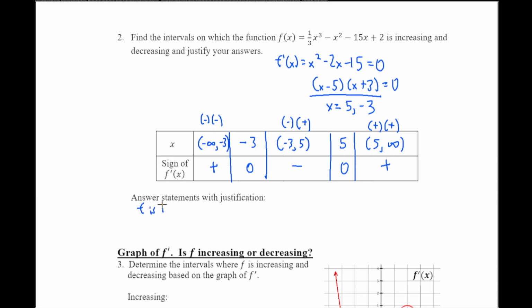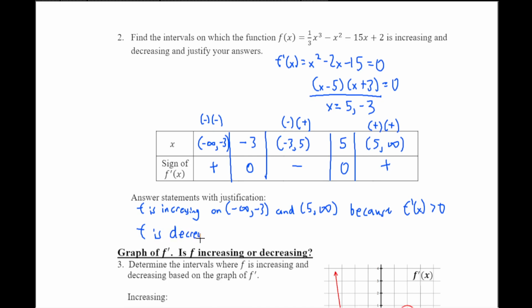F is increasing on negative infinity to negative 3 and 5 to infinity because f prime of x is greater than 0. F is decreasing on negative 3 to 5 because f prime of x is less than 0.